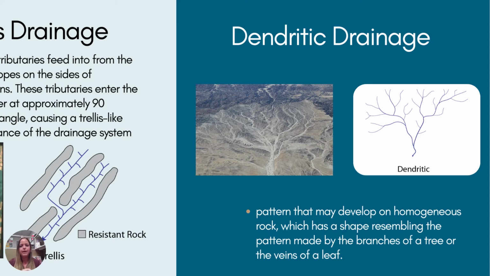And then lastly, we have dendritic drainage, which is a pattern of water flowing in a very homogeneous rock, so rock that is weathering pretty evenly, and it generally resembles what looks like a dendrite in a brain, which is where the term comes from, but it looks like a series of branches from a tree or veins in a leaf. These are very common in our deltas. We see a dendritic drainage pattern.